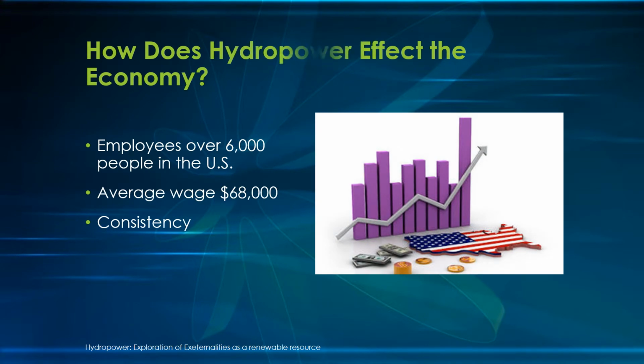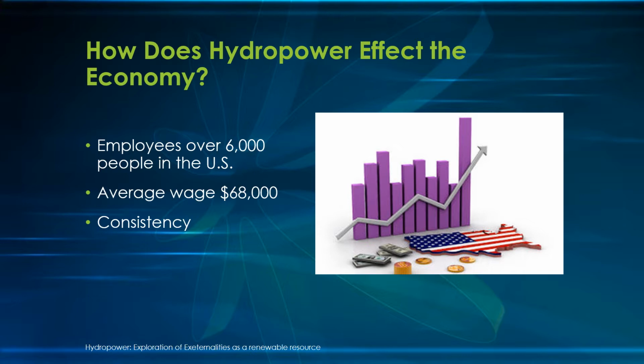Hydropower also plays a role in the economy. According to the Bureau of Labor Statistics, there are about 6,000 people who are currently employed in jobs directly associated with hydroelectric power generation. The annual mean wage for these workers is about $68,000. Another way hydropower helps the economy is with its consistency. In a world that's constantly changing, having the ability to consistently produce electricity is very important.